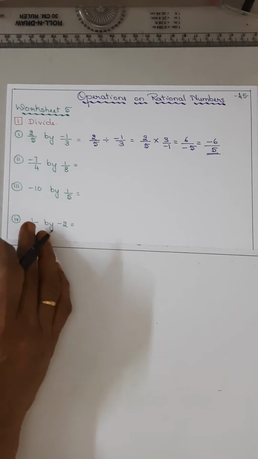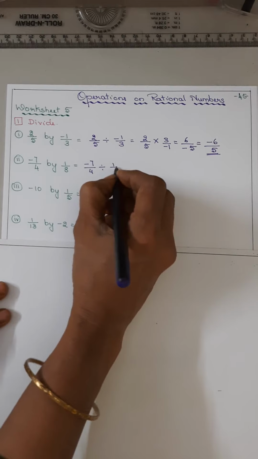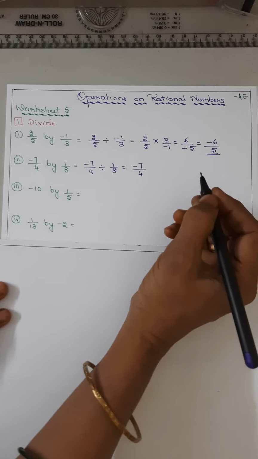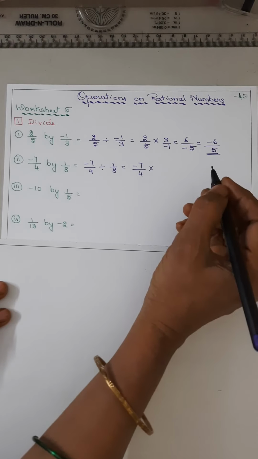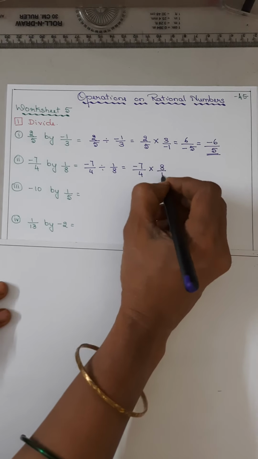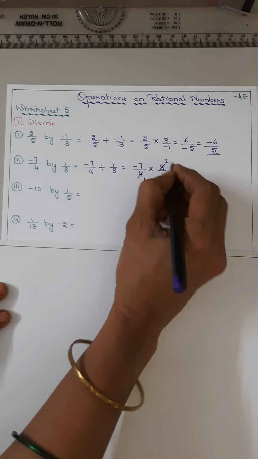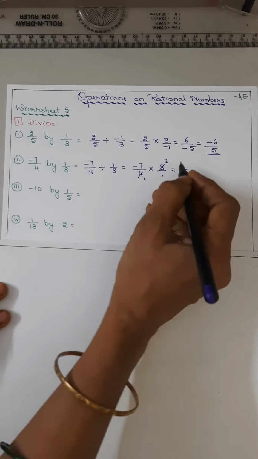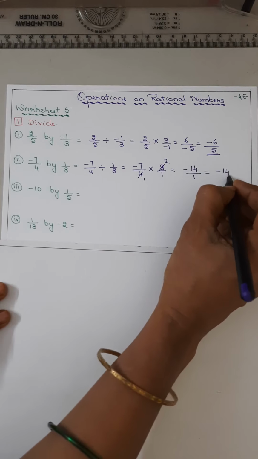Now coming to the second sum, minus 7 by 4 divided by 1 by 8. First write the first rational number as it is. Now change the division sign to a multiplication sign. The reciprocal of the second rational number 1 by 8 becomes 8 by 1. Now 4 1s are 4, 2s are, minus plus minus, 7 2s are 14 upon 1. So the final answer is minus 14.